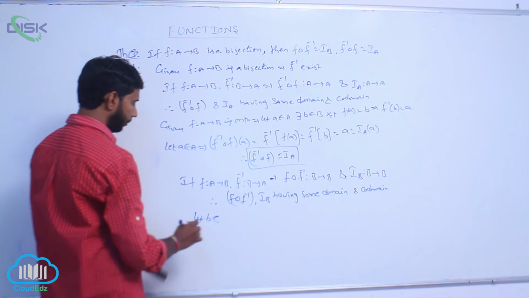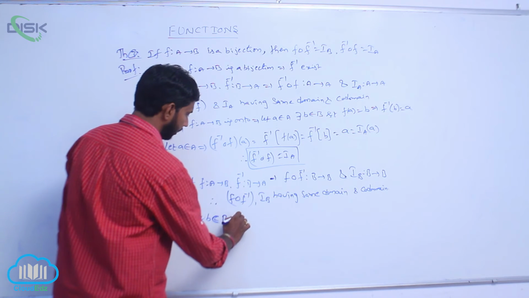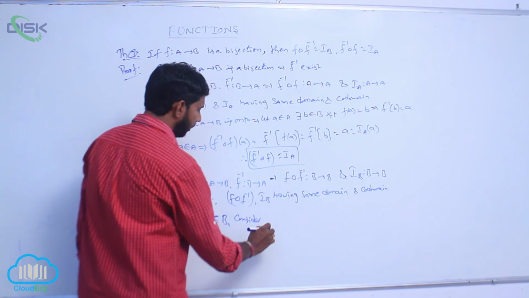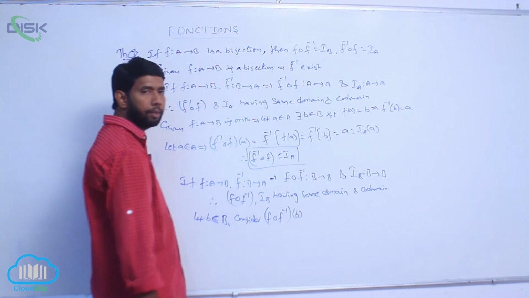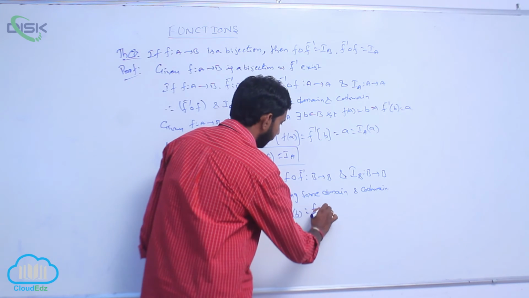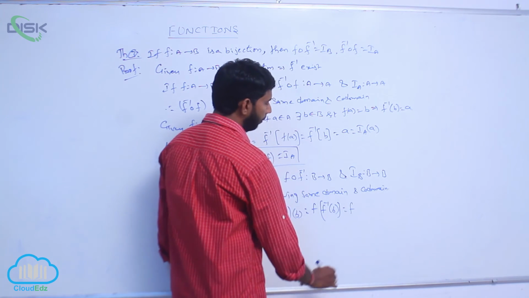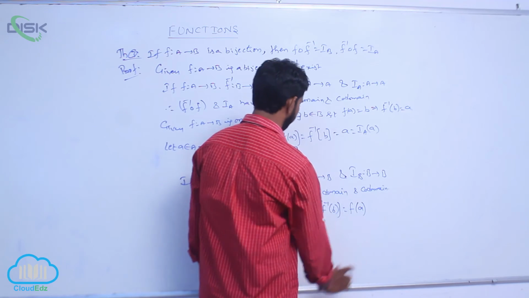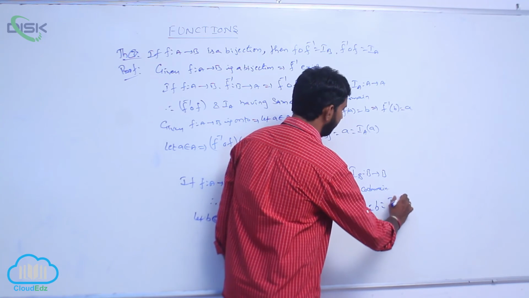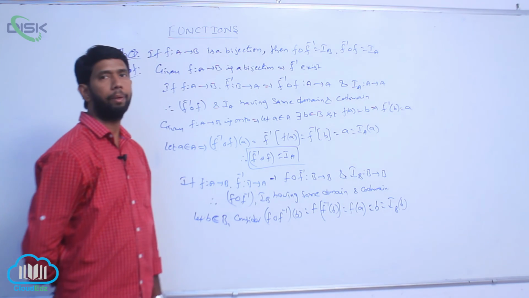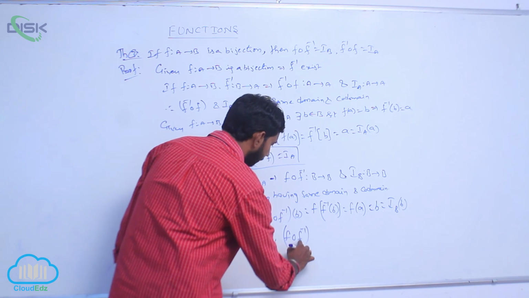Let b belongs to B. Consider f circle f inverse of b, which is equal to f of f inverse of b. It is equal to, here f inverse of b is equal to a, that is equal to f of a. F of a is equal to b. It can be written as I suffix B of b, since the identity function mapping from B to B. Therefore, f circle f inverse is equal to I suffix B.